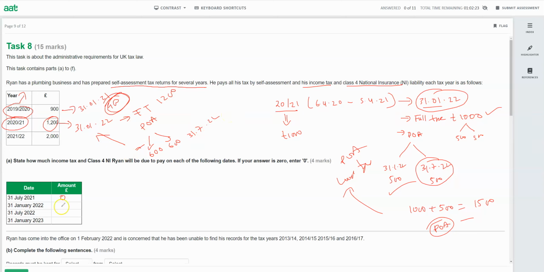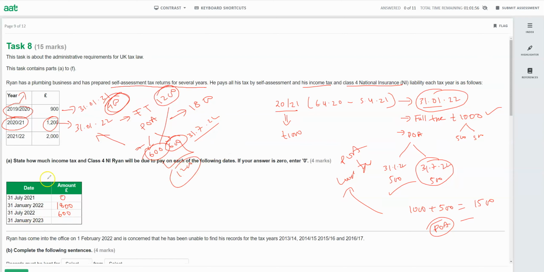So on 31st of January I have to pay 1200 plus 600, that will be 1800. So I'll say 1800 for this one. On 31st of July I need to pay this one, so that will be 600. So I already paid both 1200 in advance.